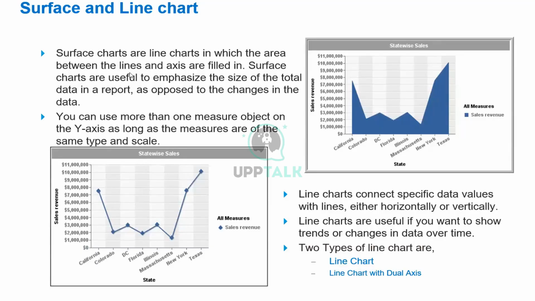Surface charts are line charts in which the area between the lines and axes is filled. Surface charts are useful to emphasize the size of total data in a report as opposed to changes in the data. If the size or patterns matter, then we can use these surface charts. If how it is changing matters, we can use the line chart.